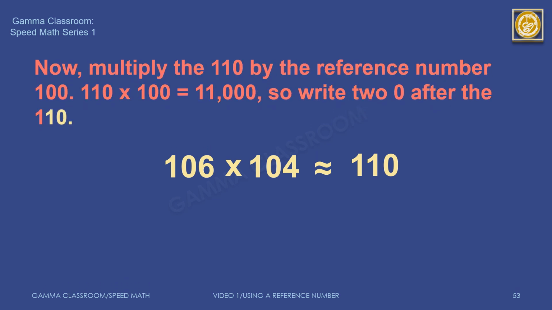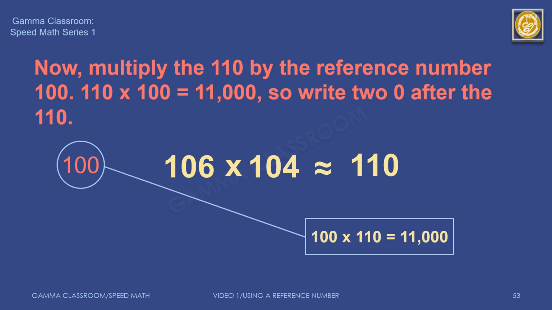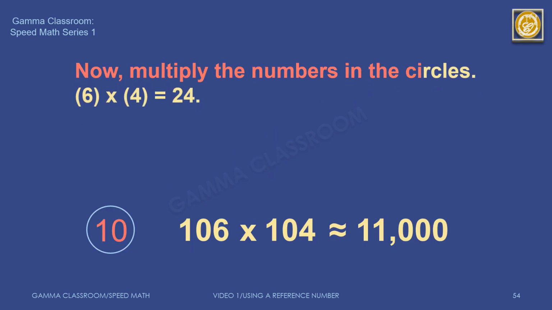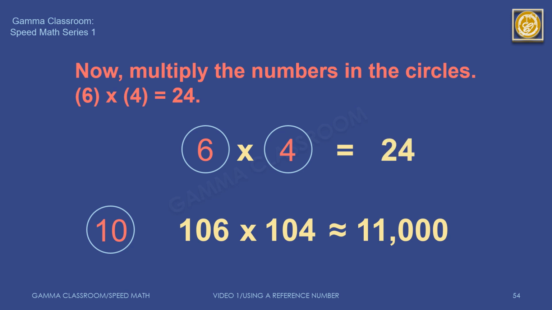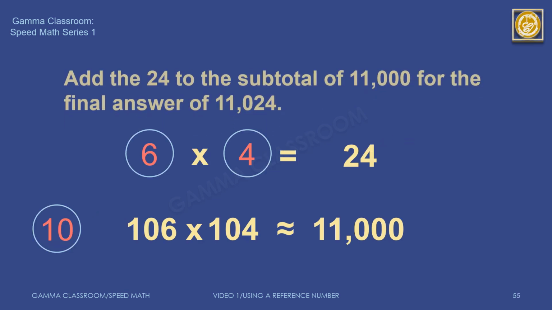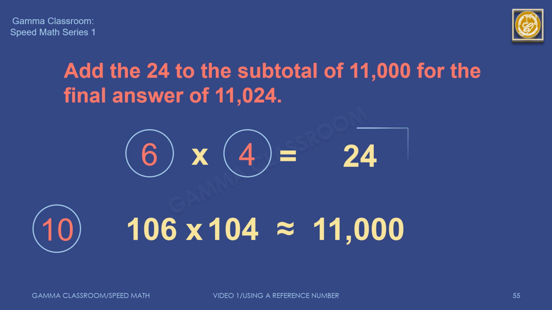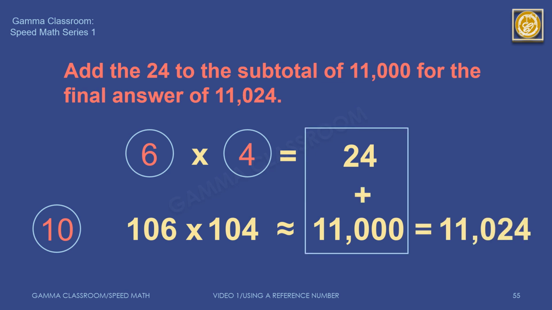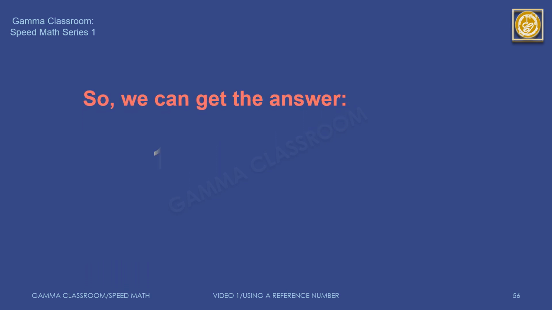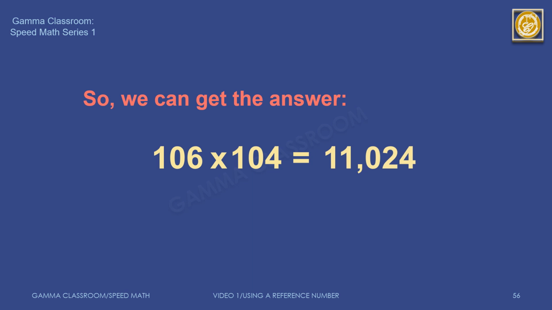Now, multiply the 110 by the reference number 100. 110 times 100 equals 11,000, so write 00 after the 110. Now, multiply the numbers in the circles. 6 times 4 equals 24. Add the 24 to the subtotal of 11,000 for the final answer of 11,024. So, 106 times 104 equals 11,024.